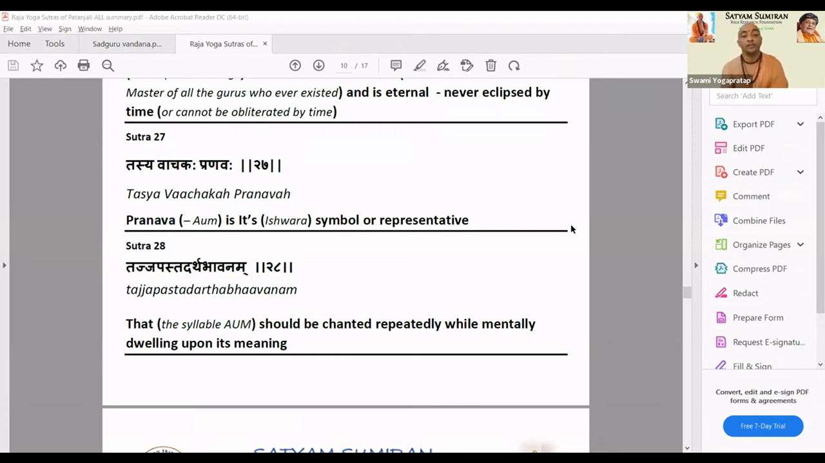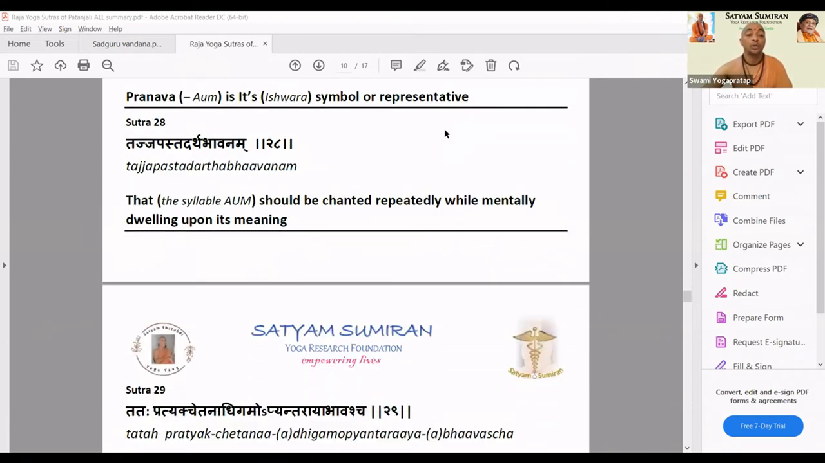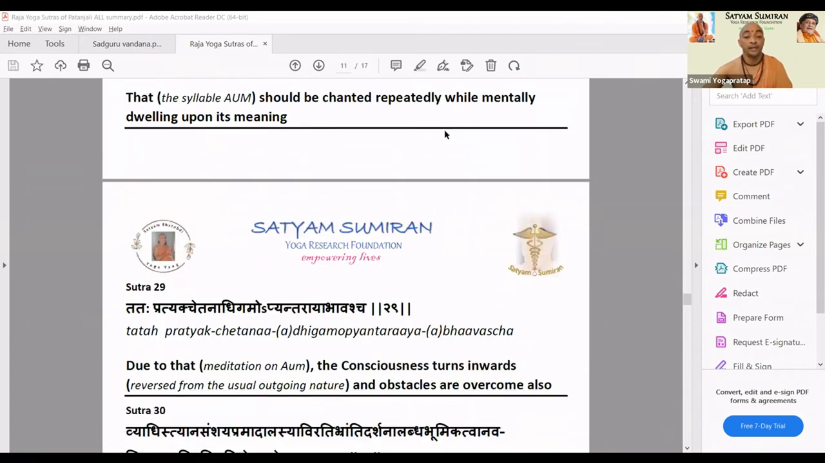That is why Maharshi Patanjali says, Tasya vachakaha pranavaha. Pranava, Om, is the symbol or representative of Ishvara. Why is this mentioned? Tad japas tadartha bhavanam. Chanting repeatedly of this mantra and mentally dwelling upon this meaning allows us to connect with that.